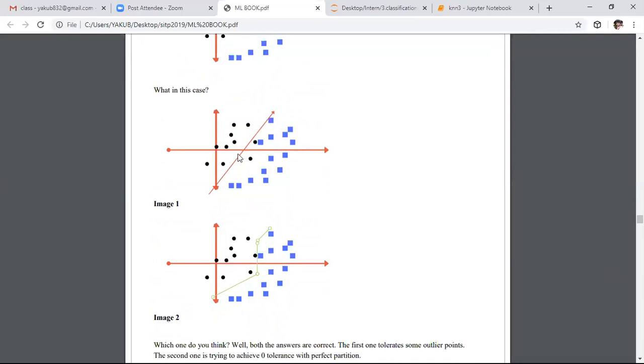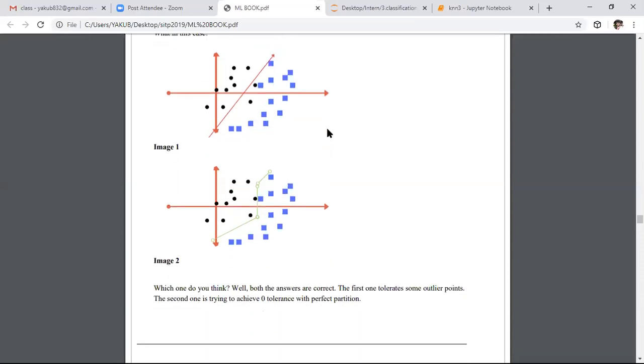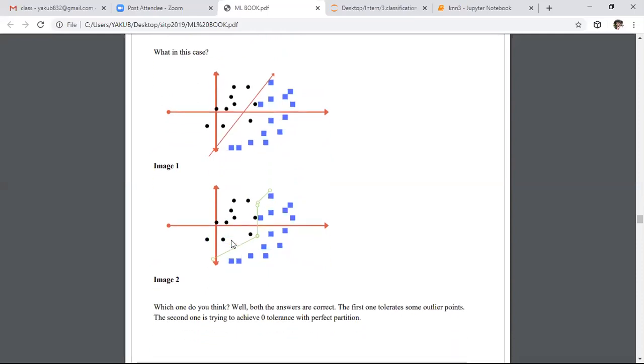In such cases, we need to use this kind of line only. These two are good lines only. If you want the best accuracy, we need to go with image 2, though it slows down your algorithm's performance. Whereas if you want to focus on the performance of your algorithm, that is the speed of your algorithm, it is better to go with image 1 only.